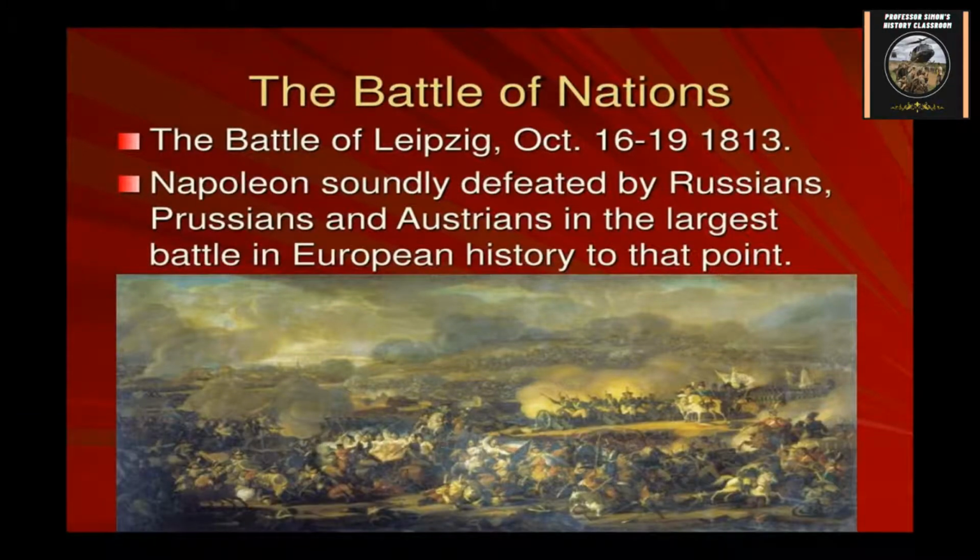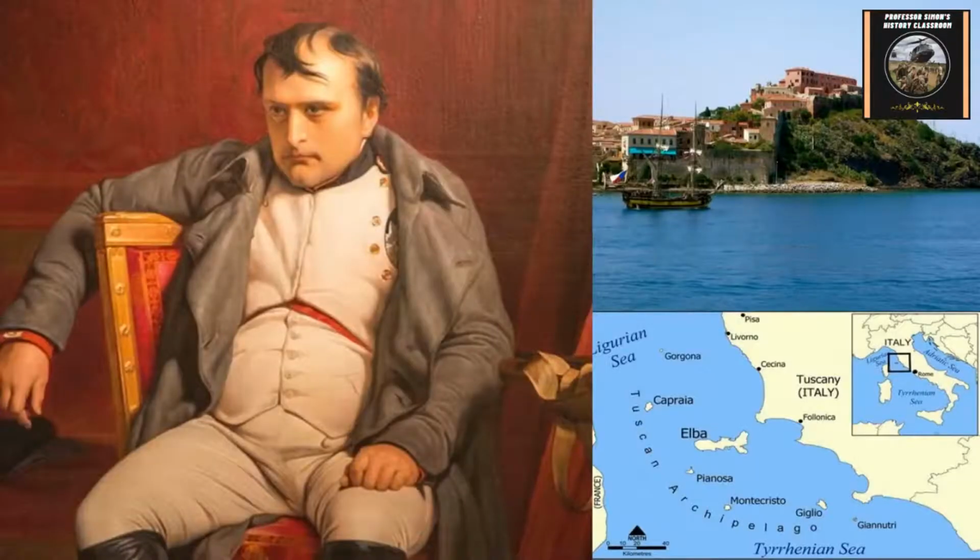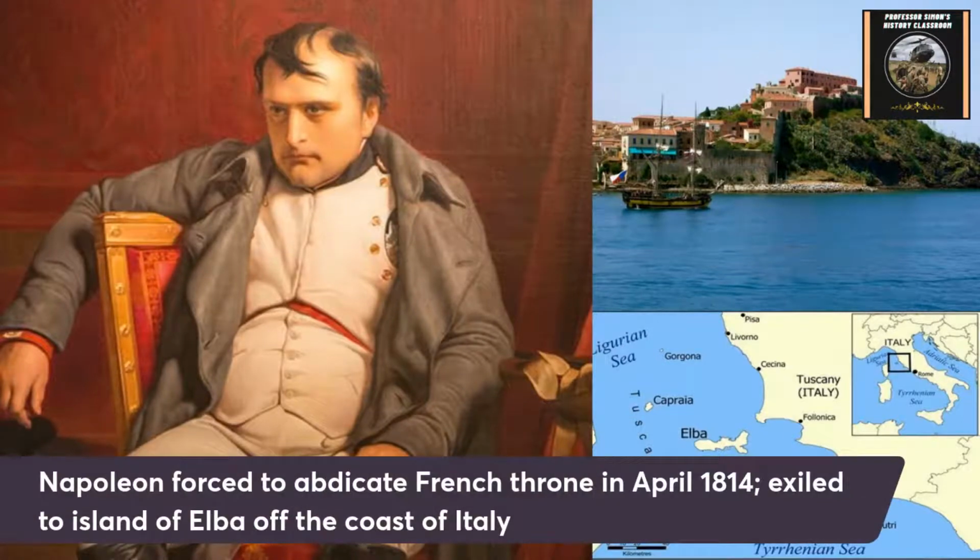And Napoleon at this point tries to fight off the coalition forces, but his forces are just outnumbered. There's no way that he can really defeat them at that point. And so Napoleon is forced to abdicate his throne April 11th, 1814, and he's eventually sent into exile.